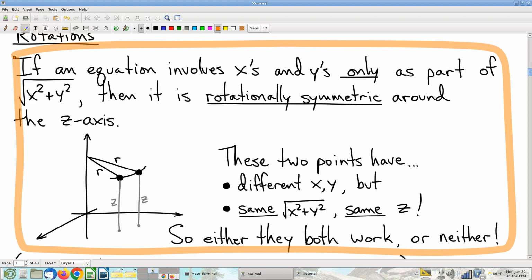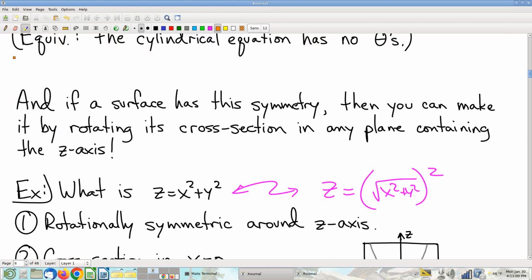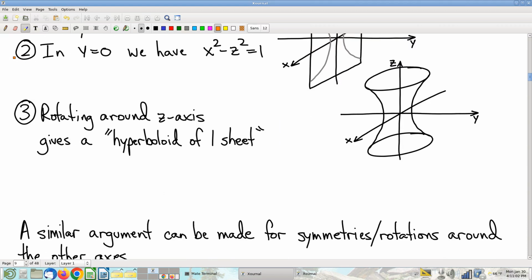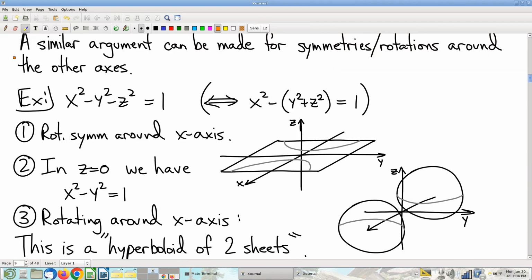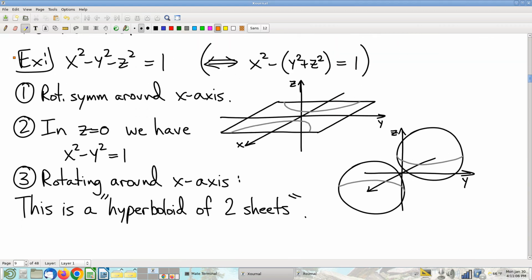And likewise, if x and z appear only as part of the form square root of x squared plus z squared, then that's rotationally symmetric around the y-axis. So exactly what you would think, but again, I think it's a healthy exercise. Try to reproduce this argument, make the analogous picture, and persuade yourself that these rotational symmetry arguments work as you would guess that they would. And knowing that they do, here's an application.